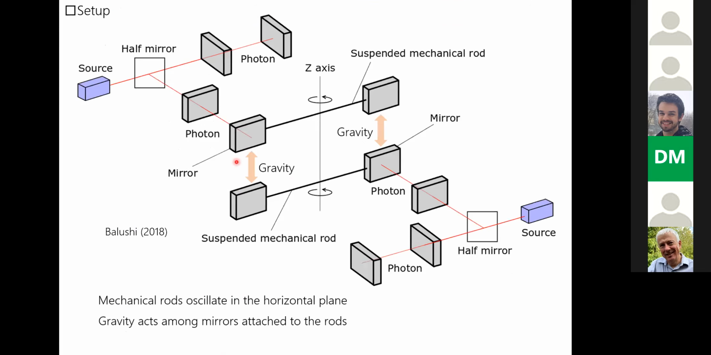This is the experimental setting assumed in our paper. This part corresponds to one of the optomechanical systems. This is the suspended torsion pendulum with two mirrors at each end, which correspond to the oscillating mirrors. We prepare another optomechanical system and consider gravitational interactions among the oscillating mirrors. We discussed this model in our paper, but in this talk, I will use a simple model to explain the mechanism of gravity-induced entanglement.